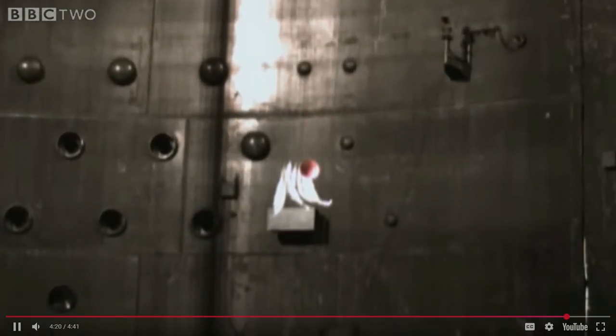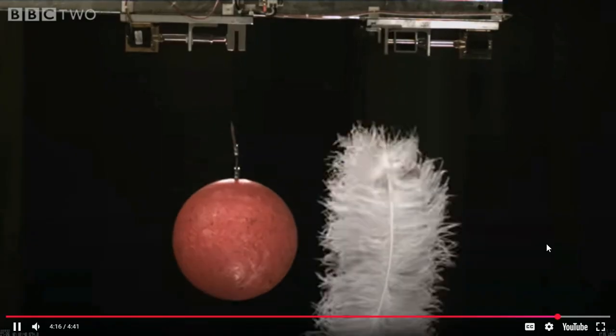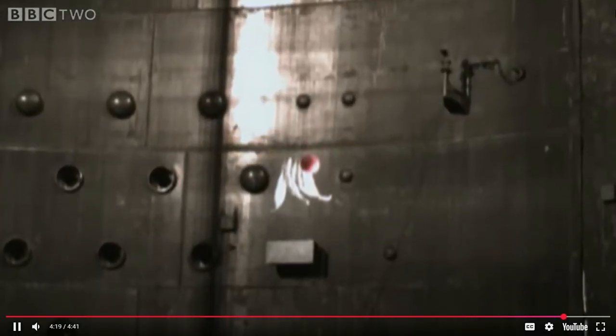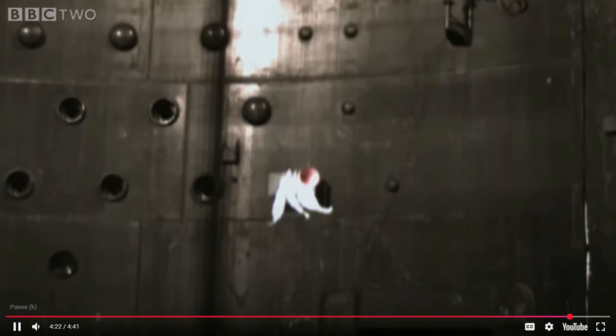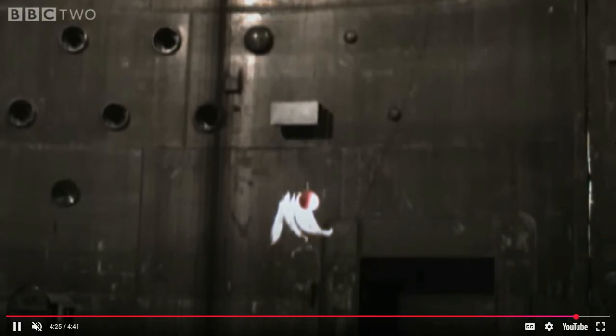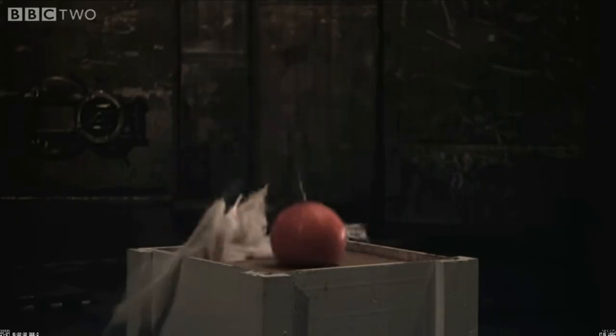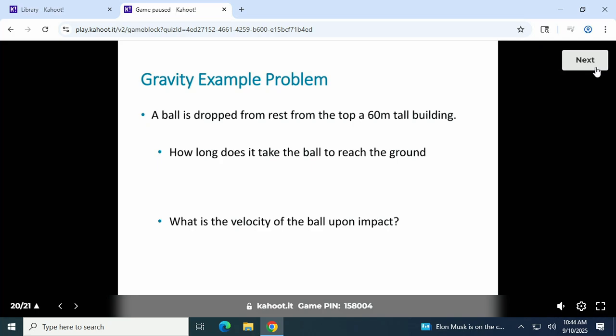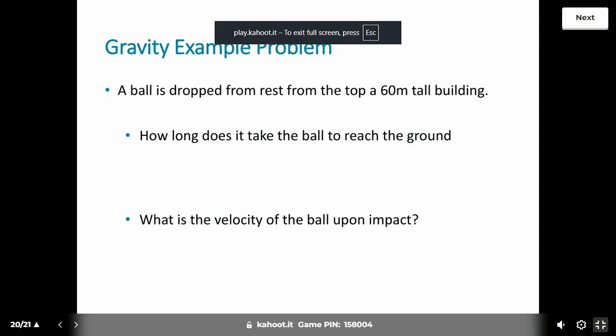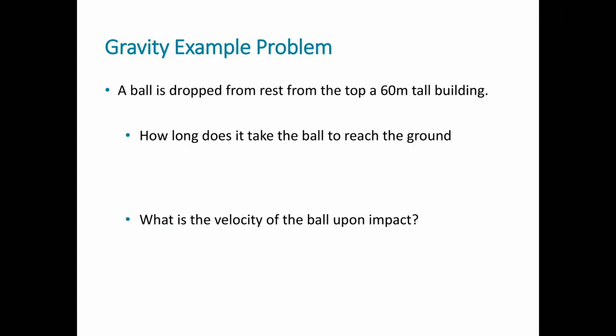This is in a large vacuum chamber, so they've sucked all the air out of this chamber. They drop some feathers and a bowling ball at the same time, and you can see they both reach the ground at the same time. I'll show that again. Gravity affects things the same way, whether they have a lot of mass like a bowling ball or a little bit of mass like the feathers.